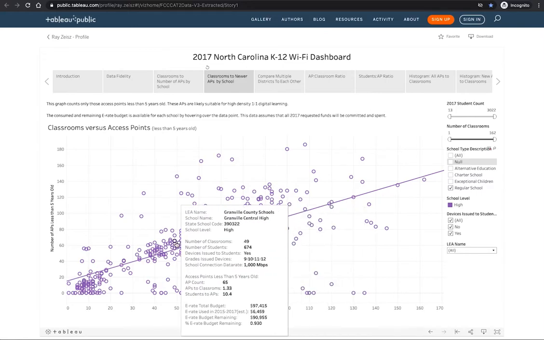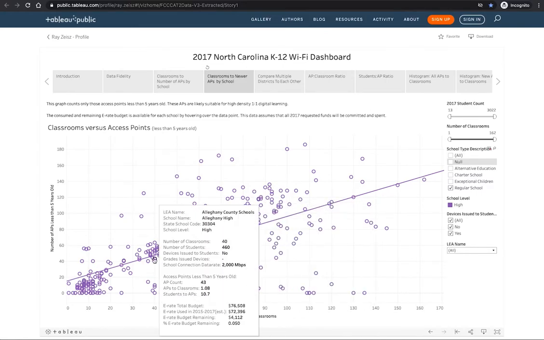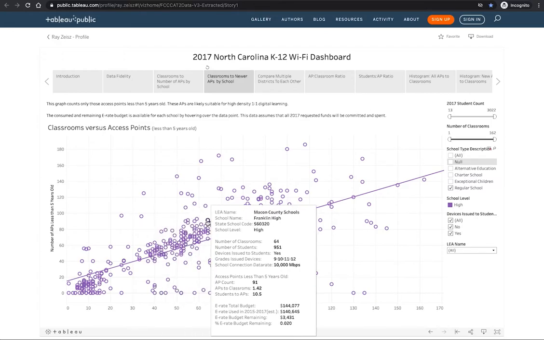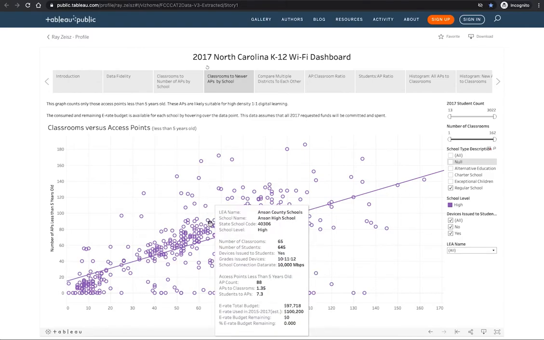It's nice to see though that there's quite a few schools here that are above the line, and that means that they had participated, and this is the 3rd year of the Wi-Fi expansion. So they had probably upgraded some of the access points because of the Wi-Fi expansion program, and maybe kept some of their older devices around.